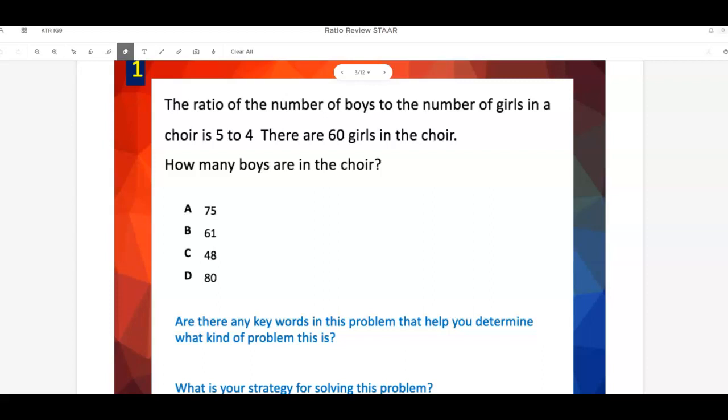All right, the ratio of the number of boys to the number of girls in the choir is 5 to 4. There are 50 girls in the choir. How many boys are in the choir?